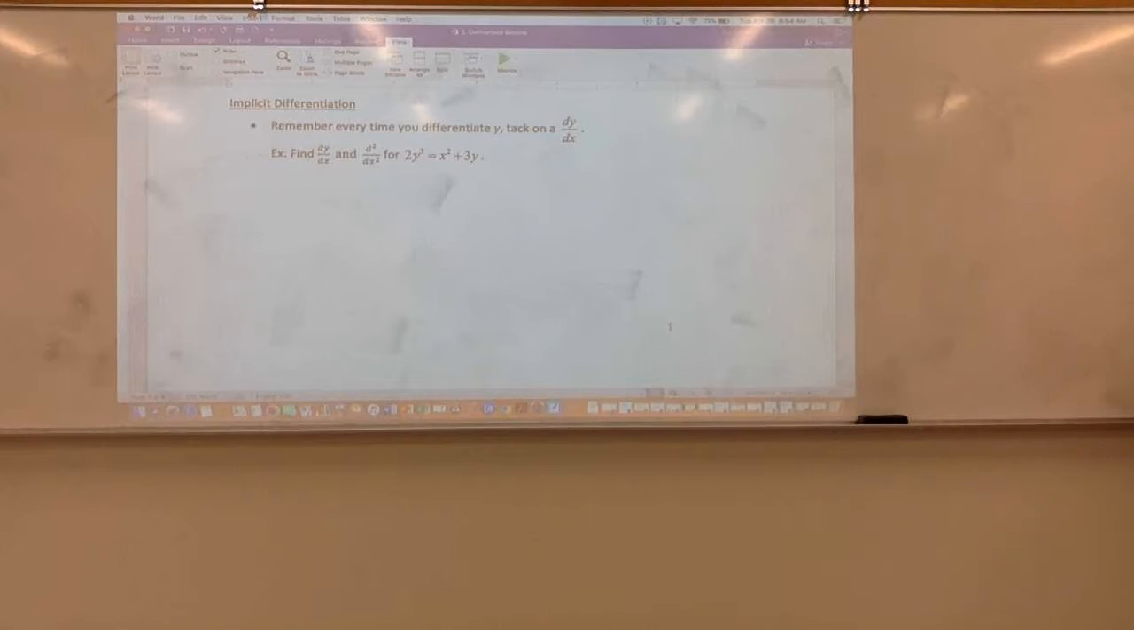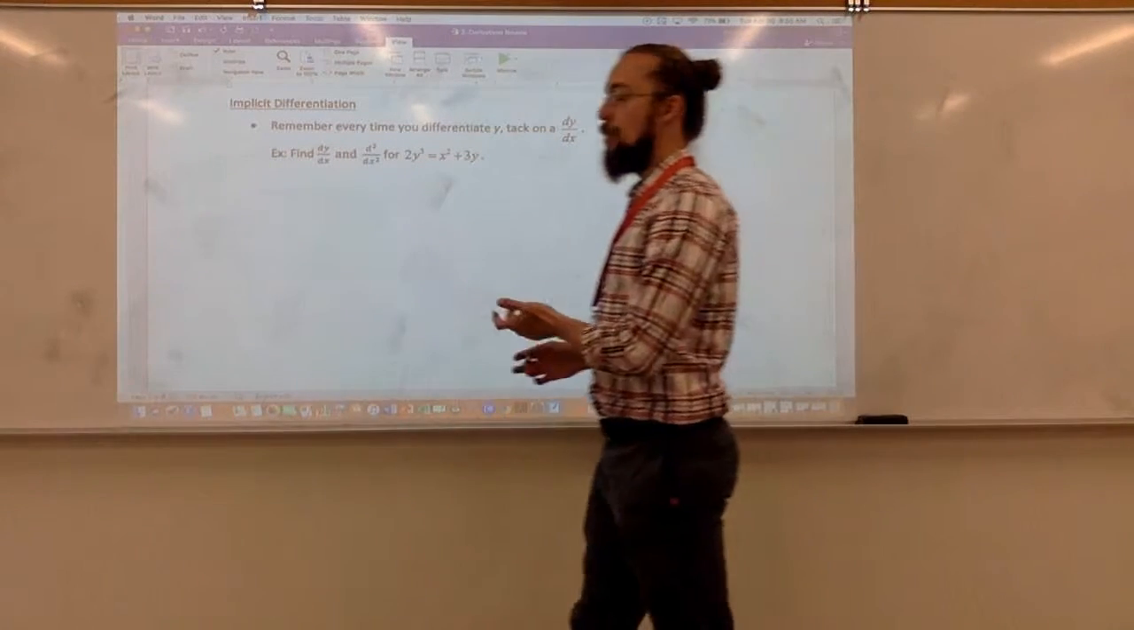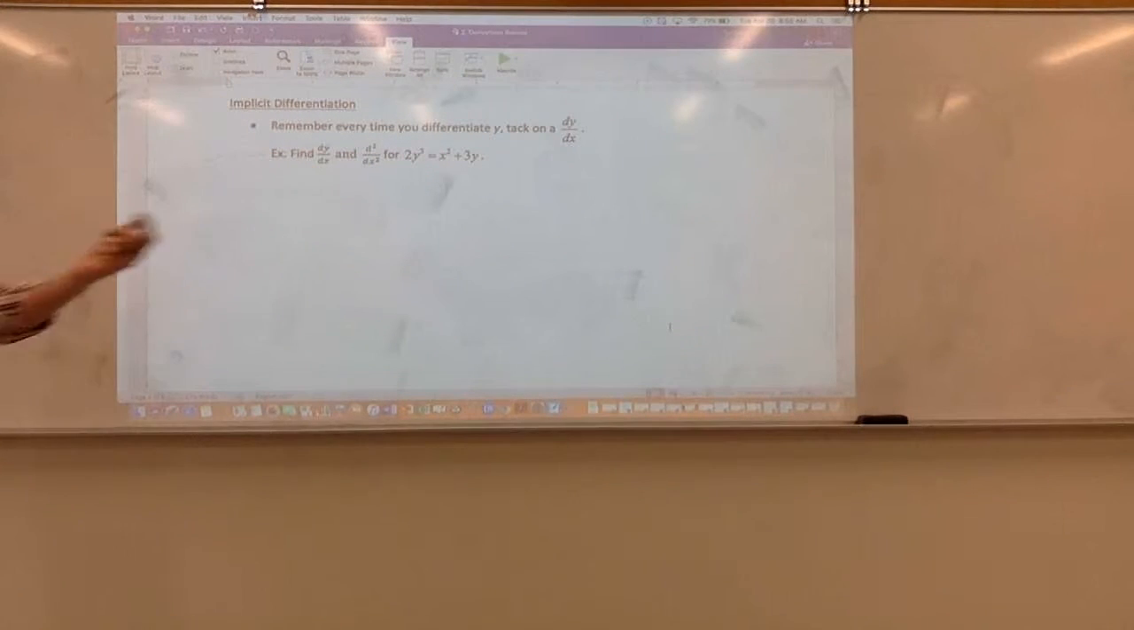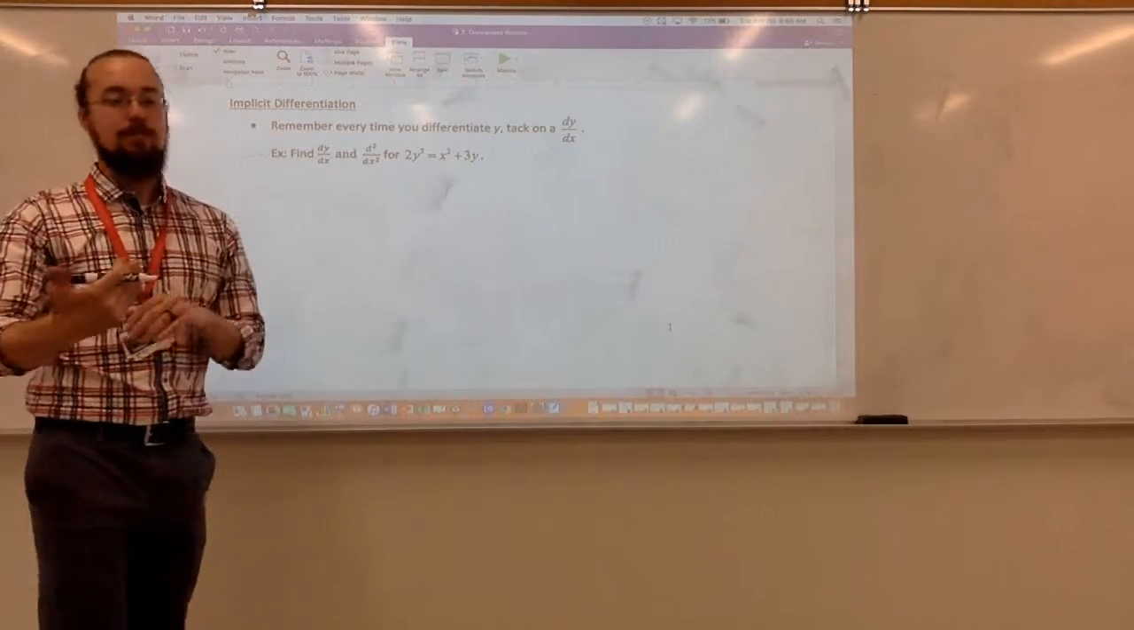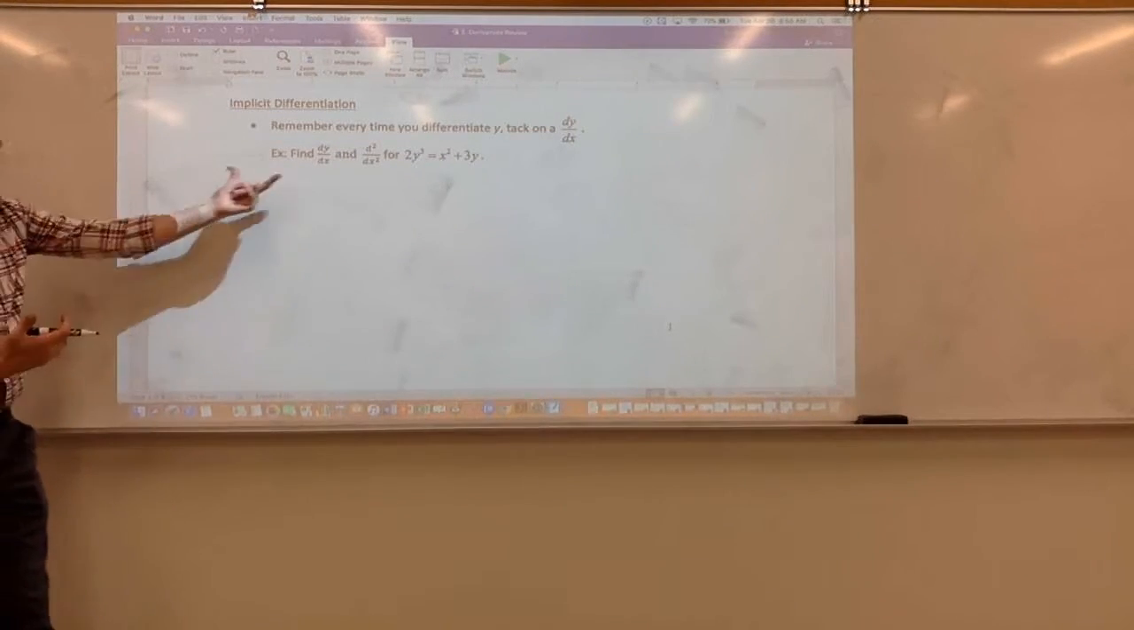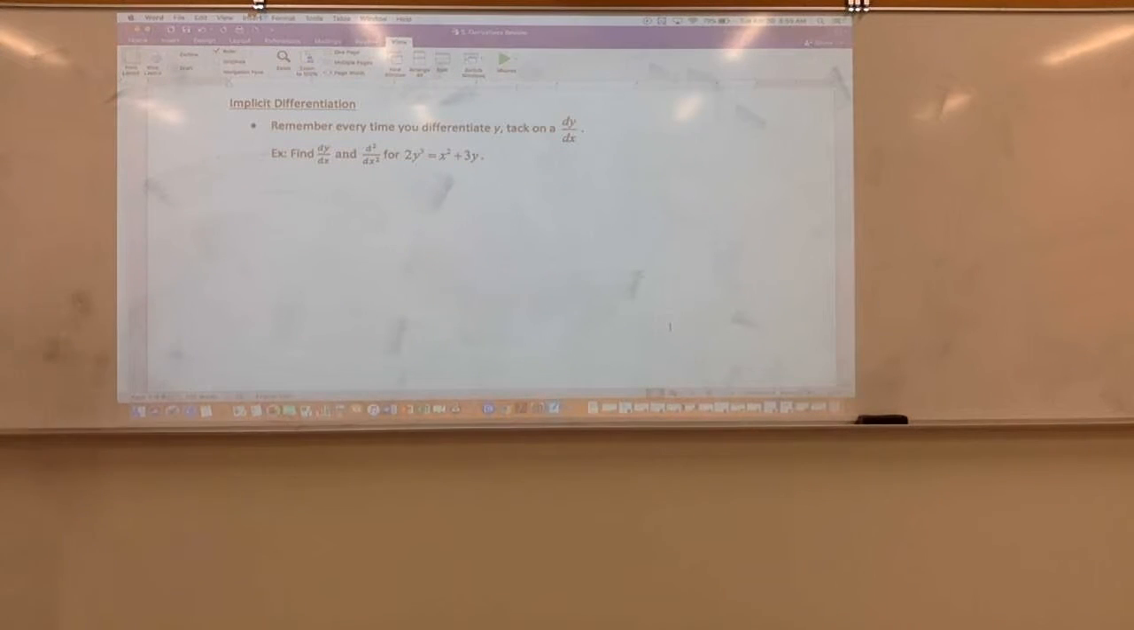All right. Implicit differentiation. The basic idea here is that if we have a function that has x's and y's in it, whenever we differentiate a y, we have to tack on a dy/dx. So let's take a look at this function and find the first and the second derivative.